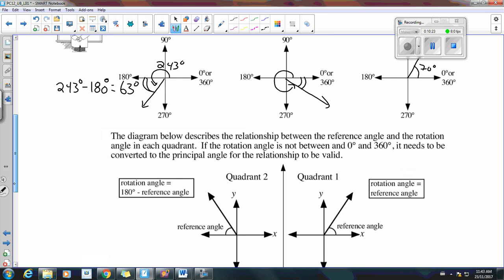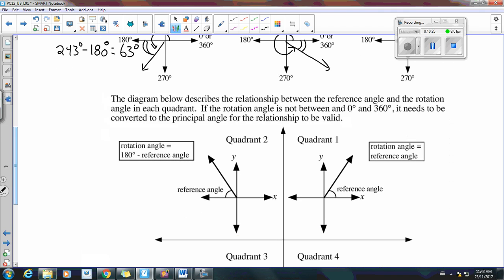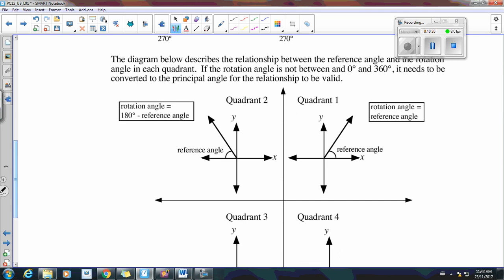The diagram below describes the relationship between the reference angle and the rotation angle in each quadrant if the rotation angle is between 0 and 360 degrees. It needs to be converted to the principal angle for the relationship to be valid. So again, we usually work with the principal angle, so something between 0 and 360. And then we can use these rules, but I really find it's quite obvious.